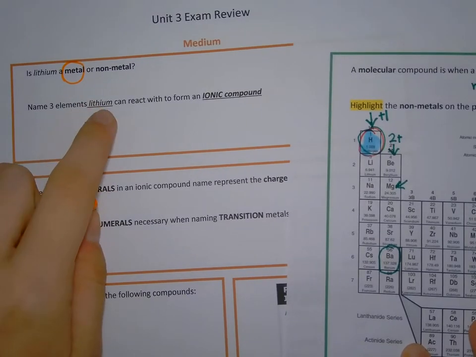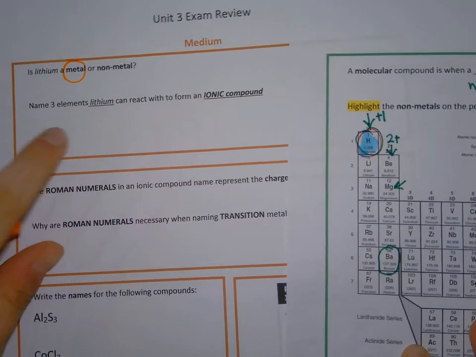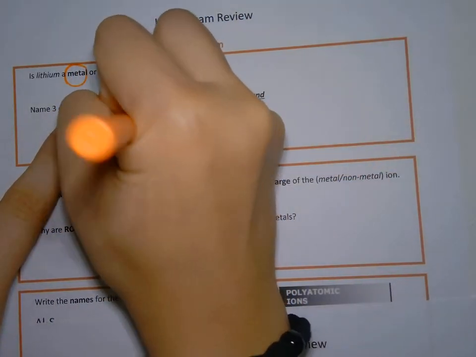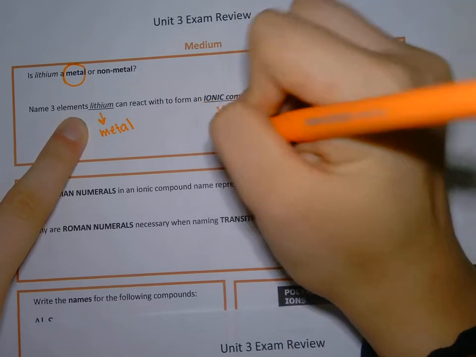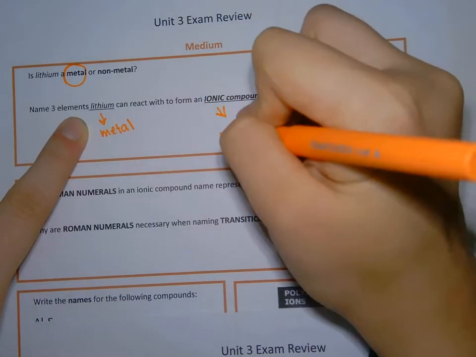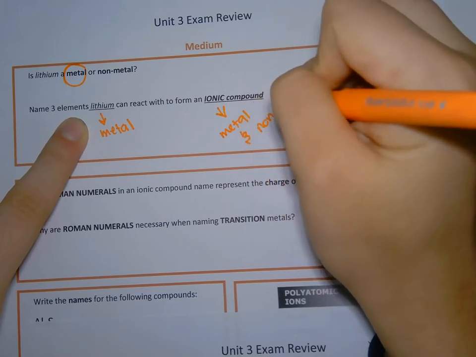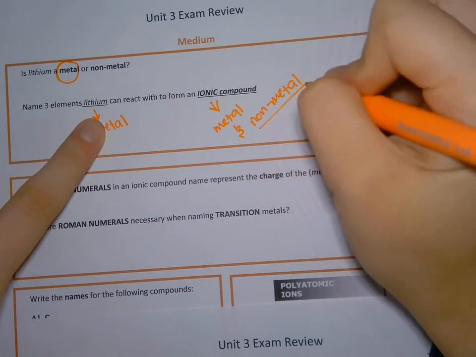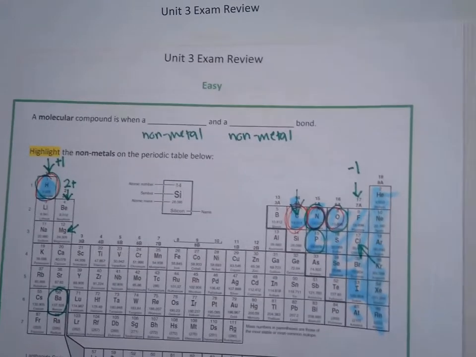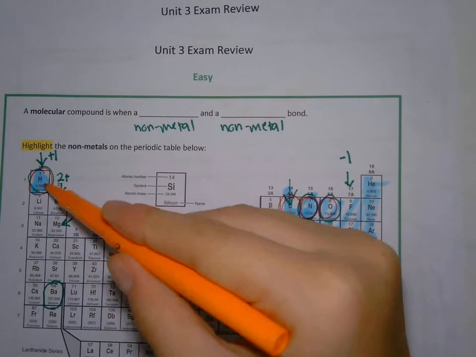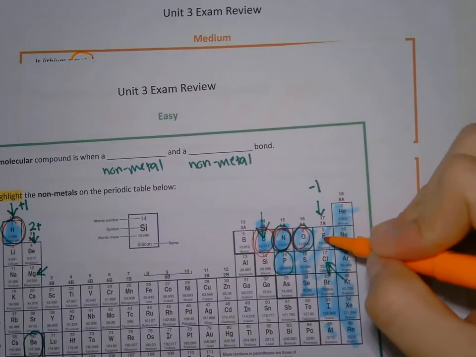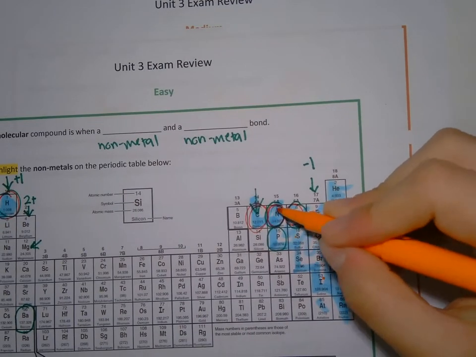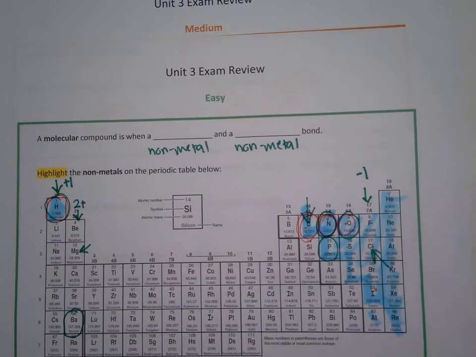Name 3 elements lithium can react with to form an ionic compound. Well, I know that lithium is a metal, and an ionic compound is one that forms or bonds a metal and a non-metal. So if I already have my metal, I need to find my non-metals. And I can choose any of the non-metals that I have highlighted. I can choose fluorine, chlorine, bromine, iodide, selenium, sulfur, oxygen, nitrogen, phosphorus, carbon, hydrogen.